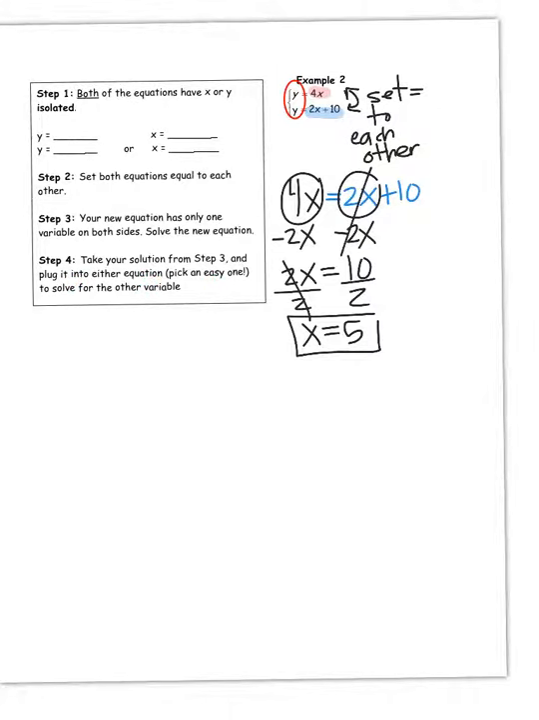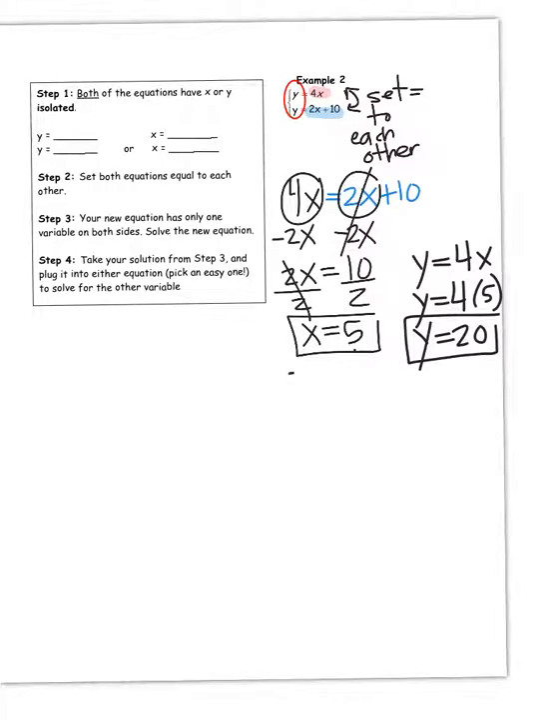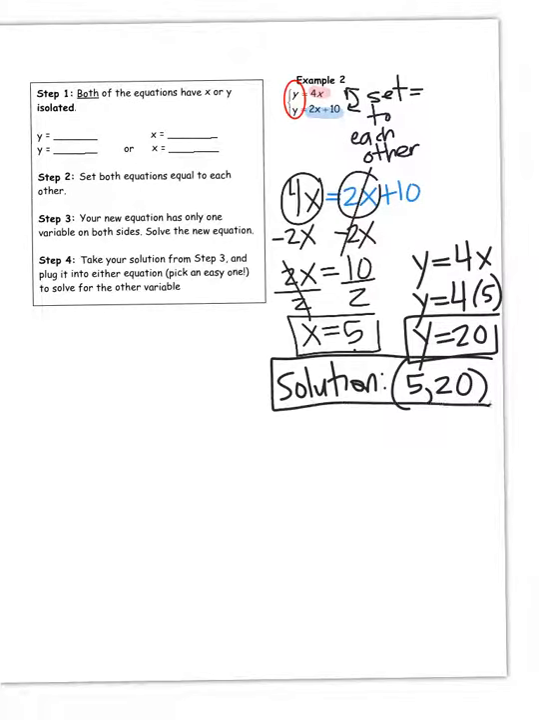So I have x is 5. My easier equation is right here, y equals 4x. I plug 5 in for x. y equals 4 times 5, which means y equals 20. Now I'm going to write my solution. This is how I like to write my solution. Solution is, I'm going to write it as a point because I know this is the point where x is 5 and y is 20. That is the point where if I graphed both of these lines, they would meet.